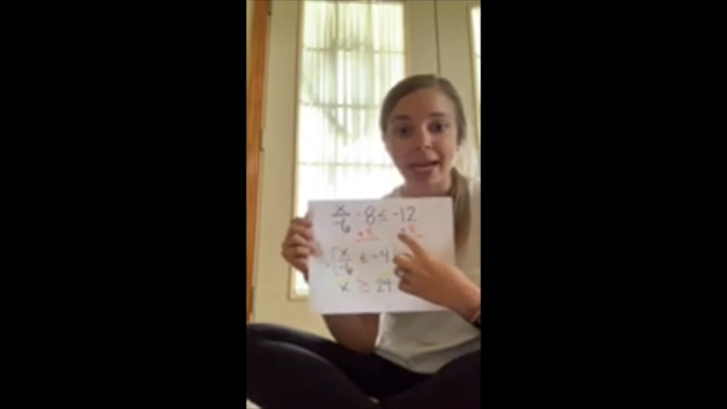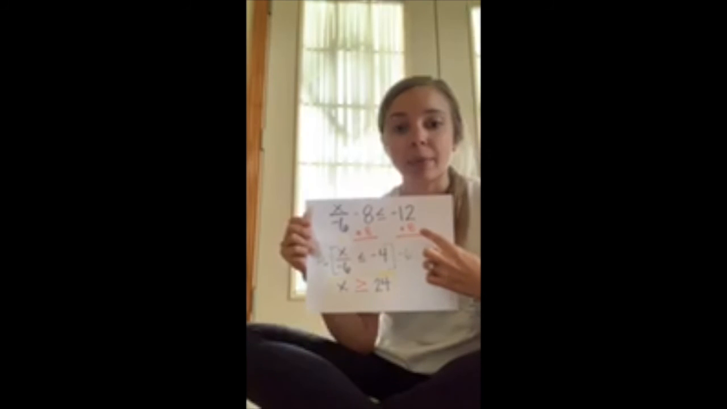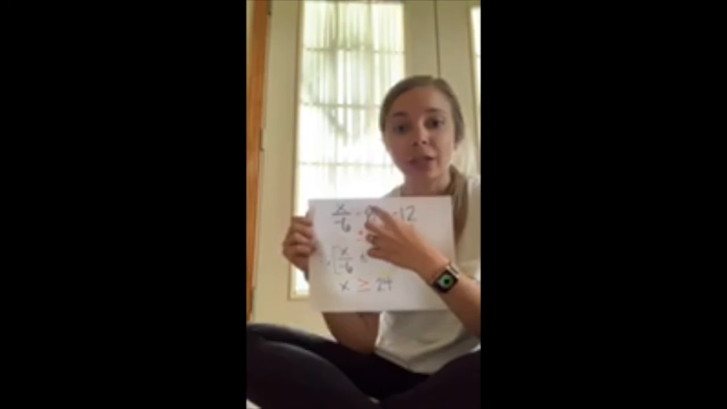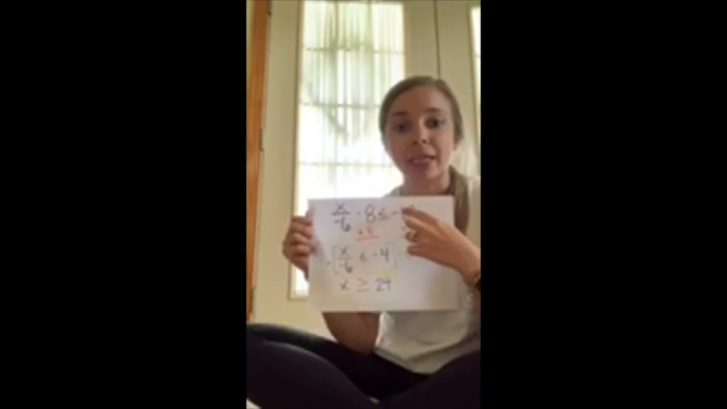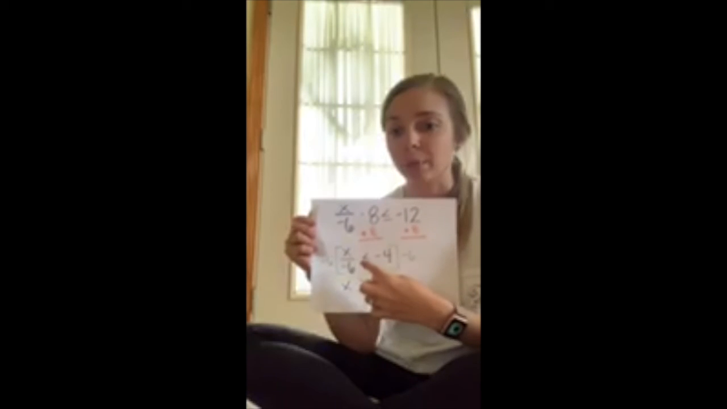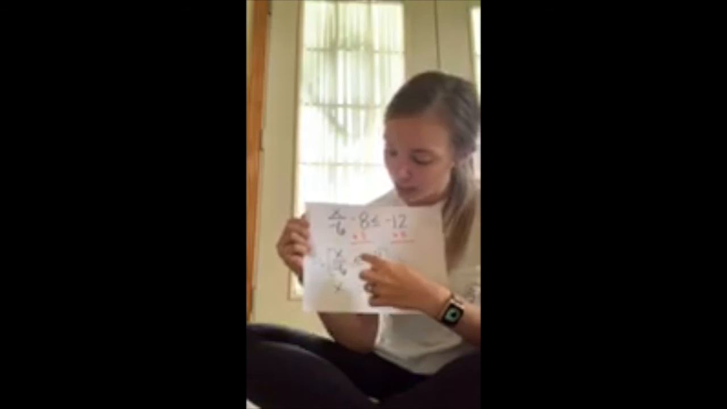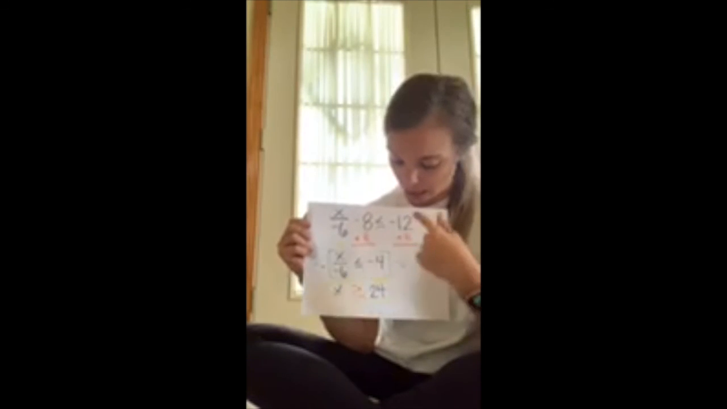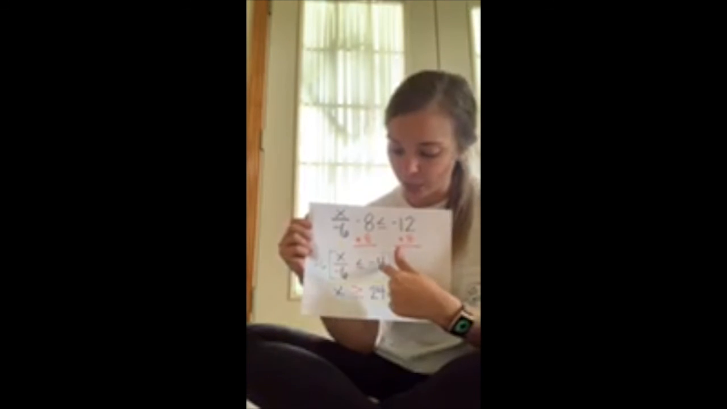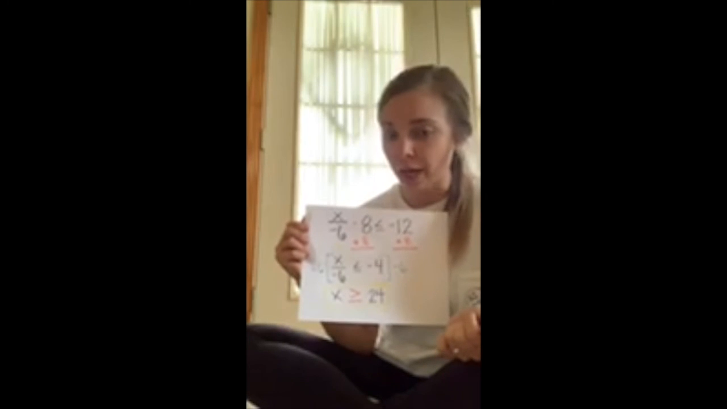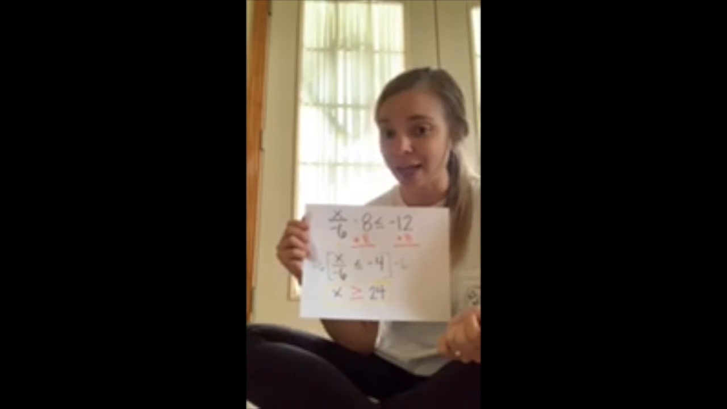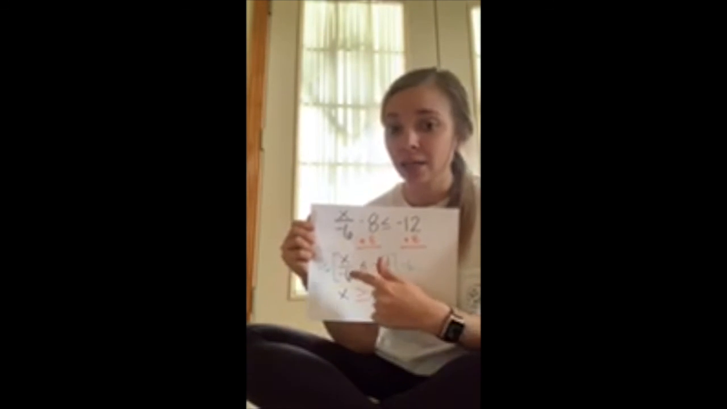Okay, I'm going to add 8 to both sides. So I'm going to add 8 here, cancel out, and I'm going to add 8 to negative 12 here. So I'm going to bring down that first term, x over negative 6 is less than or equal to negative 12 plus 8 would be negative 4.